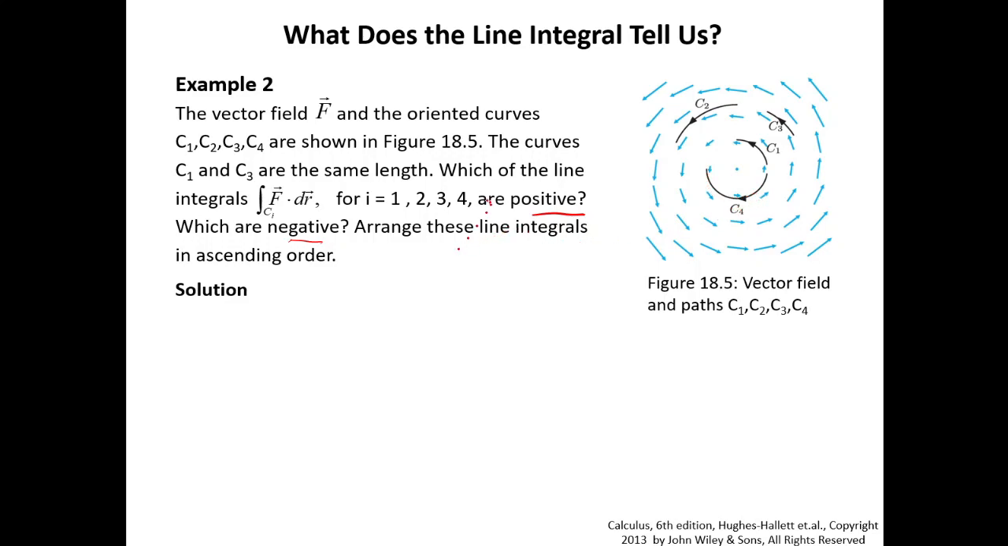So C4 is negative. So which are positive? C1, 2, and 3. And I'll just do it like that. Which ones are negative? Well, there's only one, C4. So if C4 is negative and all the rest are positive, C4 is the smallest. Okay, so ascending order, we've got C4. That's the smallest one. And then we start looking at the size.